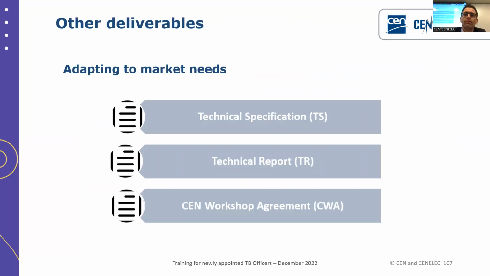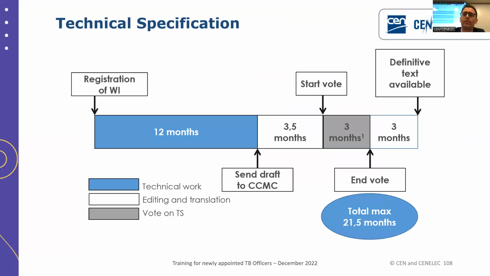So the goal of this presentation was to focus on standards development. We have other deliverables like technical specifications, technical reports, CEN workshop agreements. In terms of technical specifications, I like to call it a pre-standard. It is basically when the TC feels that the requirements or the methods or the tests are not robust enough to be included in a standard, they might go with the technical specification, or when the TC feels that there is no consensus to go with the European standard, a technical specification could be used.